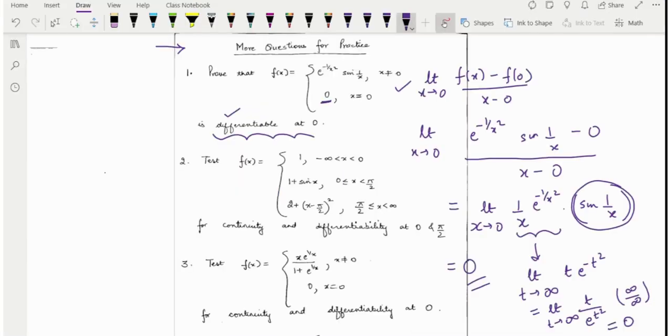So let's quickly look at the second question. The second question is a routine question. It's a branched function, and you're expected to check continuity and differentiability at 0 and pi by 2. So I'm leaving this for you to practice on your own, and if you have any doubt, please put your doubts in the comment section. We would love to answer them.